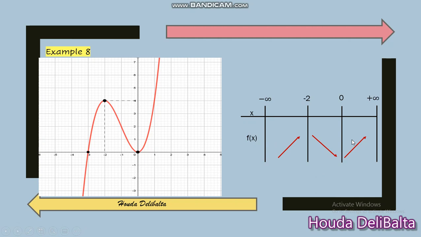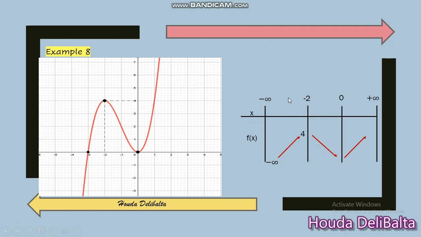Now I have to distribute the values here. At minus infinity, the curve is going up along the y-axis. What do we have here? We have minus infinity till it reaches the maximum. What's the maximum for this function? It's clear here. It is 4.